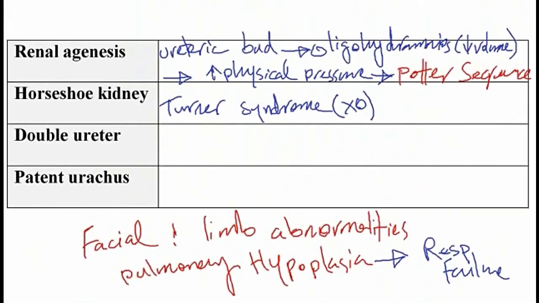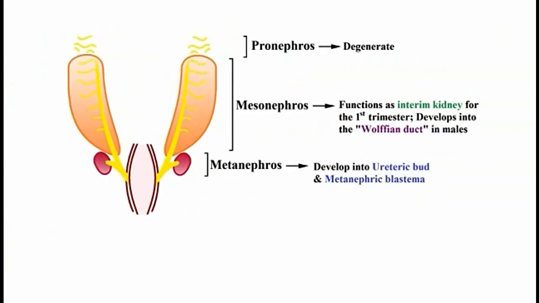The next condition I'm going to talk about is double ureter. And to understand how this works, we will first have to understand the normal embryonic development of the kidney. So during embryonic development, pronephros degenerate while mesonephros make the interim kidneys for the first trimester. And then when they are stimulated by the testosterone, they will develop into male internal genitalia.